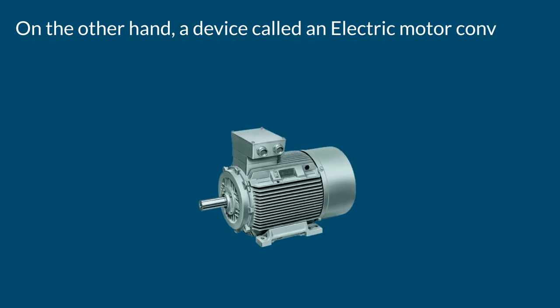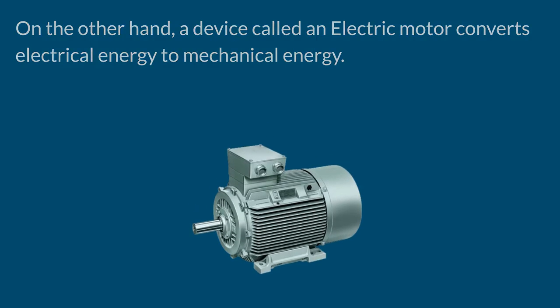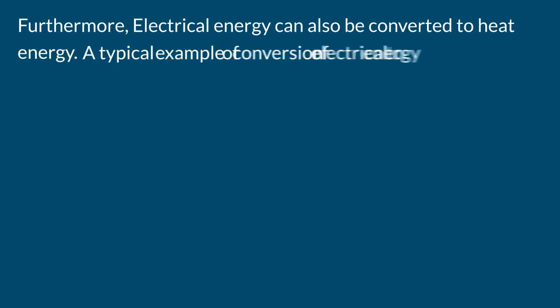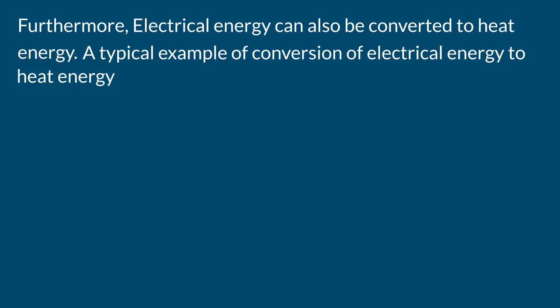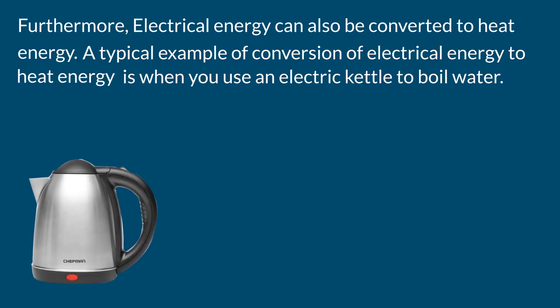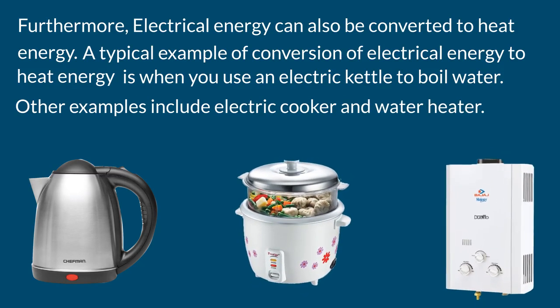On the other hand, a device called an electric motor converts electrical energy to mechanical energy. Furthermore, electrical energy can also be converted to heat energy. A typical example of this conversion of electrical energy to heat energy is when you use an electric kettle to boil water. Other examples include an electric cooker and a water heater.